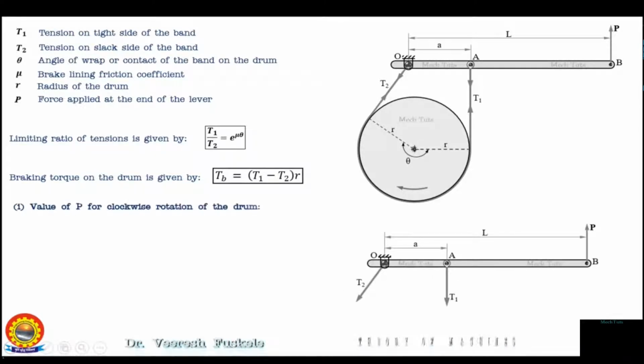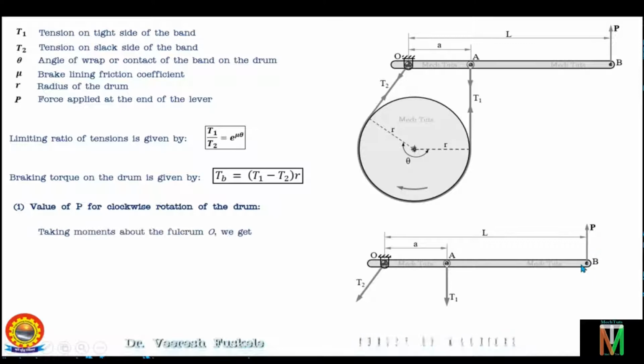Now let's consider the first case and find out the value of P for clockwise rotation of the drum. For clockwise rotation of the drum as shown in figure, the end of the band connected to the fulcrum O will be the slack side with tension T2 and the end of the band attached to A will be tight side with tension T1. Now let's take moment about the fulcrum point O.